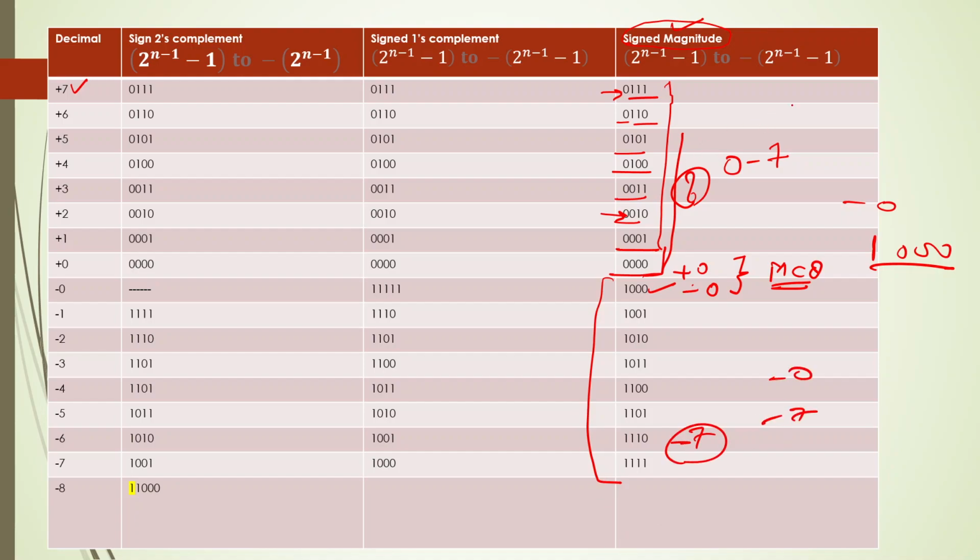So you can ask what is the maximum range? Plus 7 to minus 7 is the maximum range of the numbers, right?